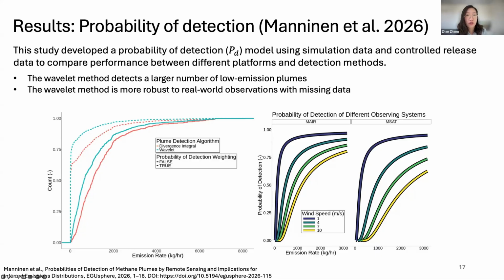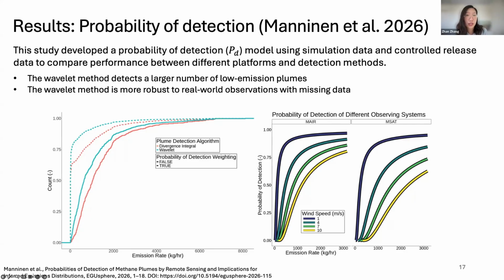And the figure on the right shows the PD of different emission rates and different wind speeds for MethaneAIR and MethaneSAT using the wavelet method. What we can see here for MethaneAIR, for example, is that for an emission rate of about 1,000 kilograms per hour, the wavelet method achieves a PD of about 0.9 at a wind speed of 1 meter per second, and then it drops to about 0.3 at a wind speed of about 10 meters per second.